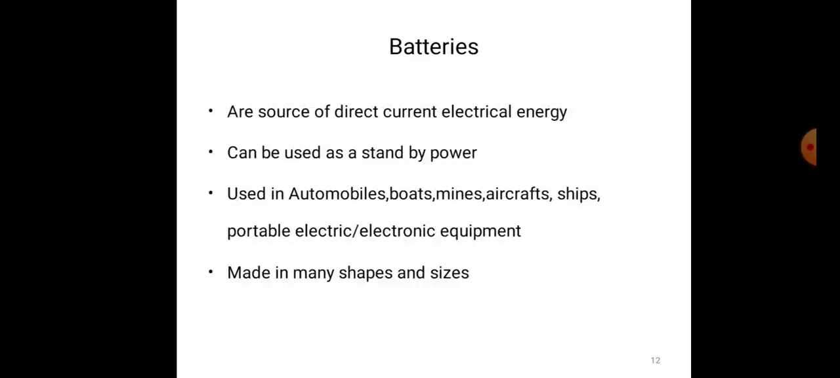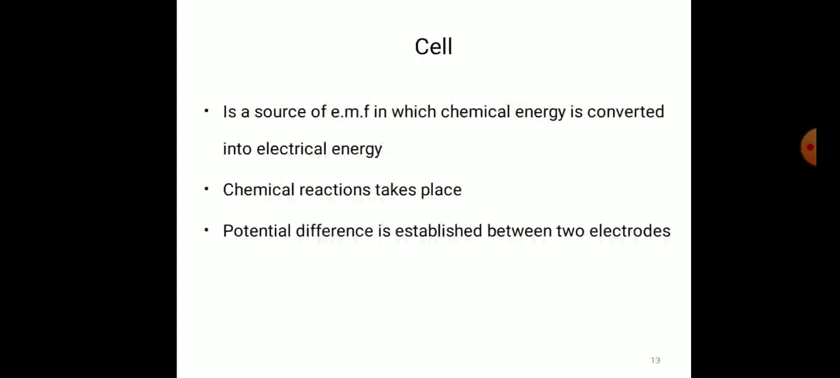These are made in different shapes, different sizes and different ratings, that is, different voltage values. A cell is a source of EMF in which chemical energy is converted into electrical energy. A cell is a single unit. It is the source of energy, the chemical energy, and that chemical energy is converted into electrical energy.